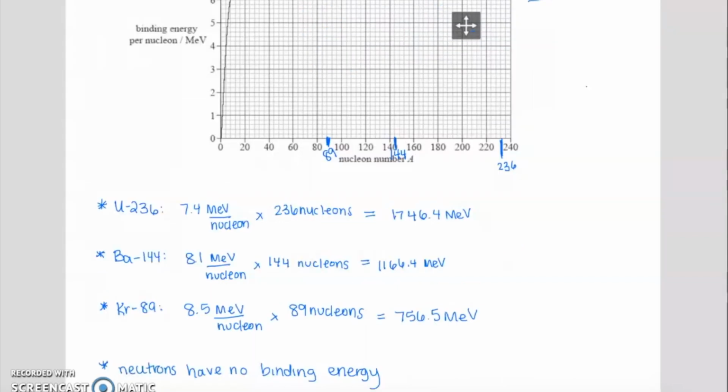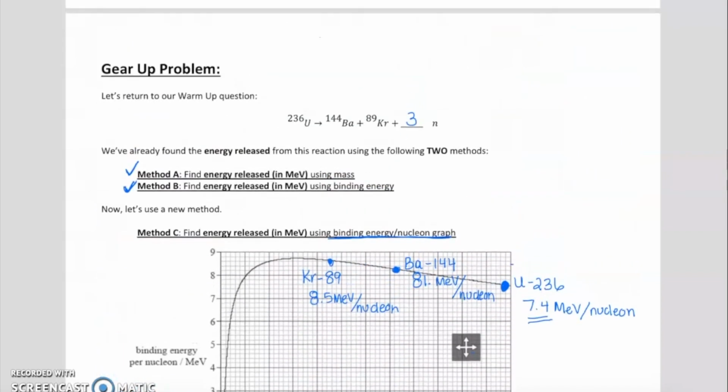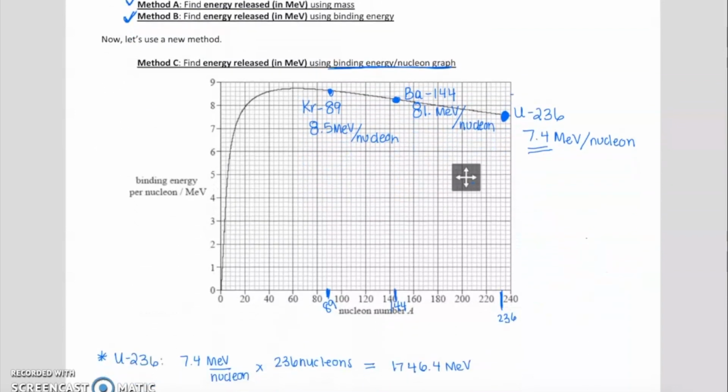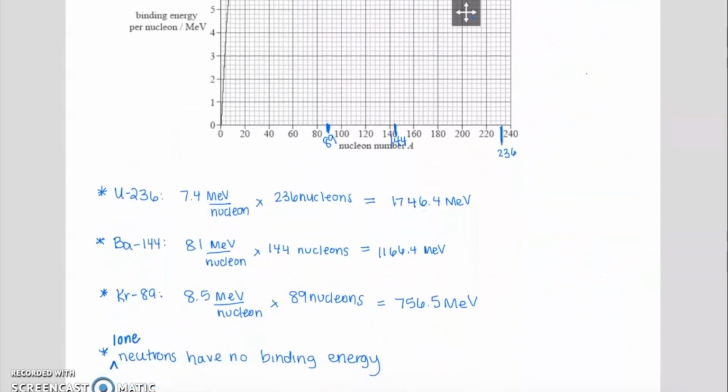Okay, so I have my binding energy for all of my parts: uranium, barium, and krypton. Take a look at this last note that neutrons here do not have binding energy, and I should be more specific to say lone neutrons. By lone, I mean that these neutrons are not attached to anything. They are not bound to any nucleus. They're not bound to any other protons or neutrons. They are on their own, flying away. Therefore, they have no binding energy.